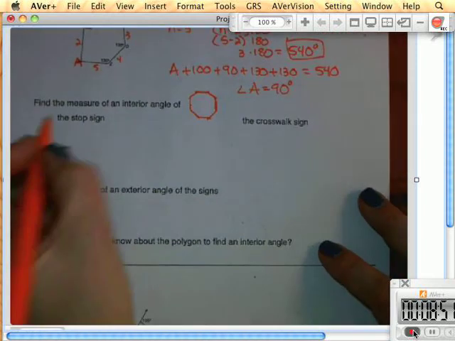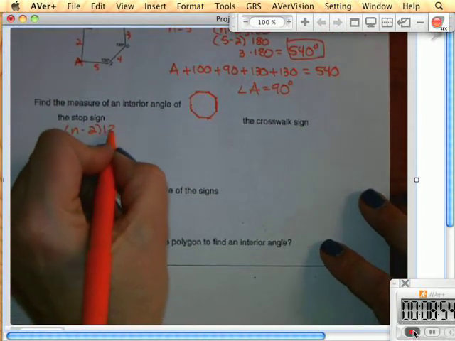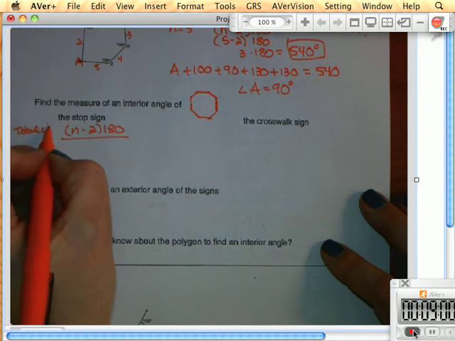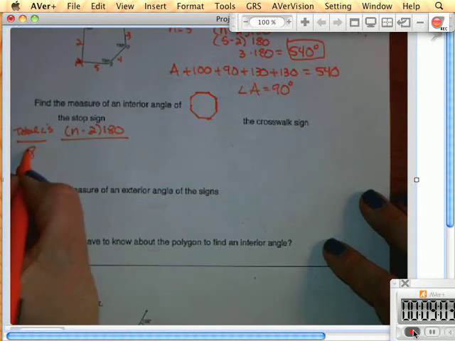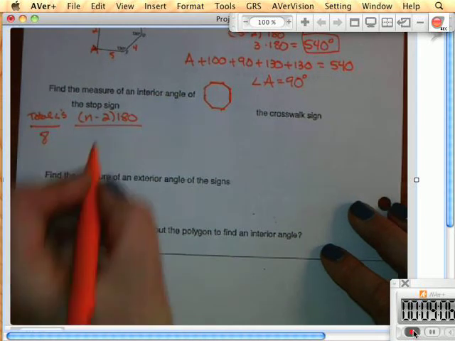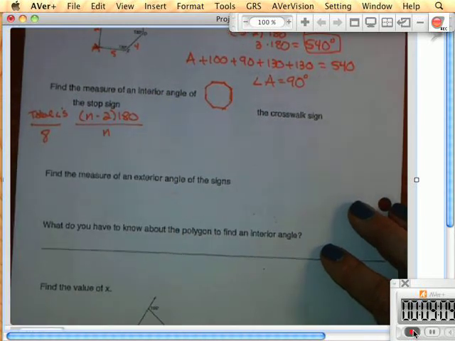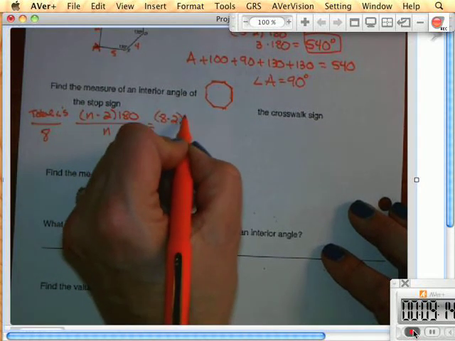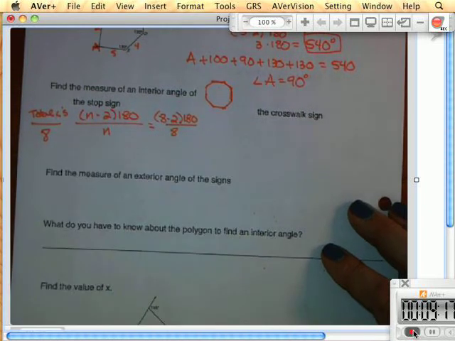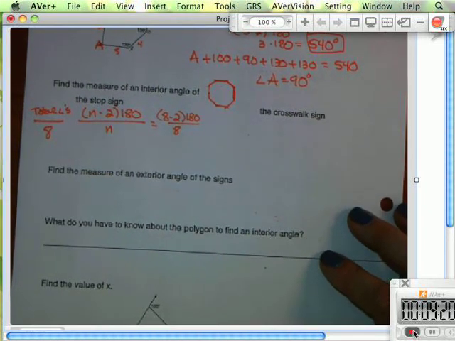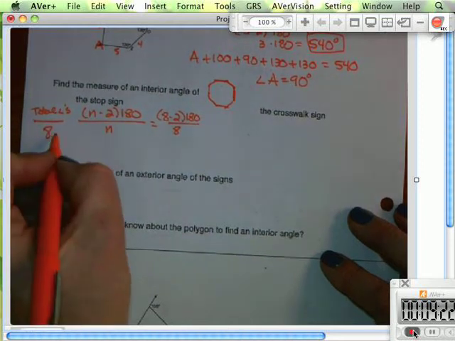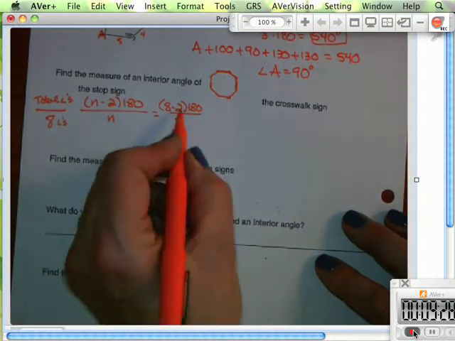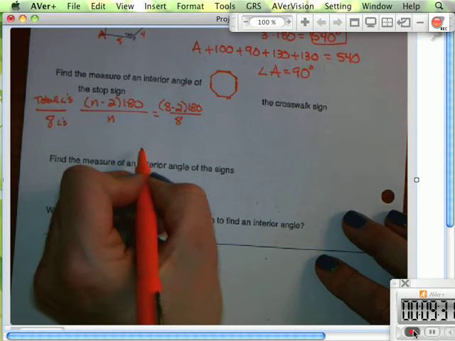So I'm going to use my formula. I said n minus 2 times 180 gives me the total angles, right? Divided by n, which is 8, same number of sides as angles. So 8 minus 2 times 180 divided by 8. Eight angles. You write 8 angles here. All right, when I do that math, I get 6 times 180 divided by 8 is 135 degrees.